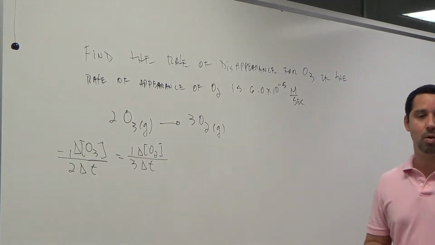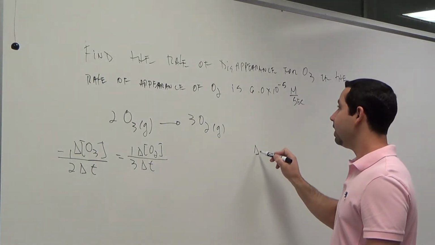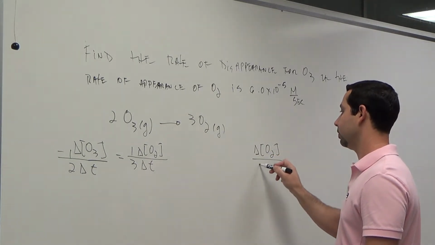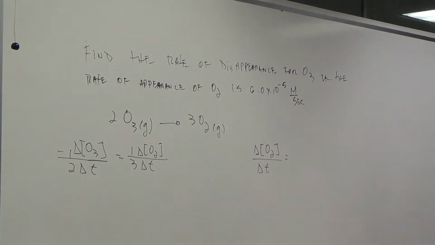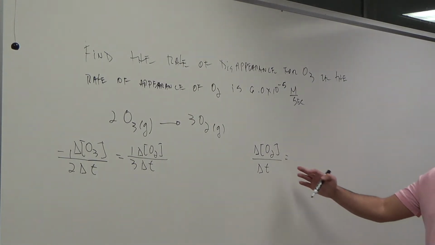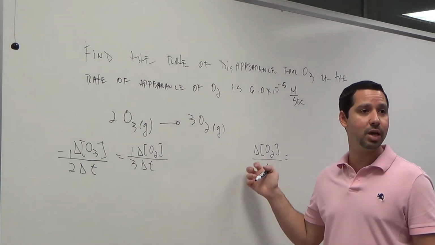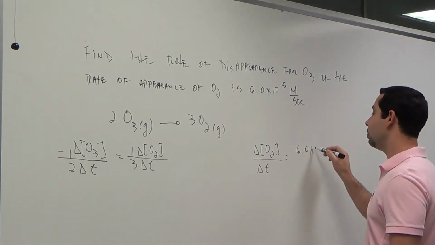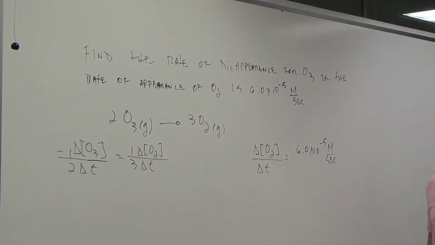What I gave you was the rate of appearance. That's what I gave you. How much it appeared. How many times did it appear? 3 times, yes? This has a 3 inside of it, yes or no? So, this number is 6.0 times 10 to the minus 5 molarity per second. Okay?